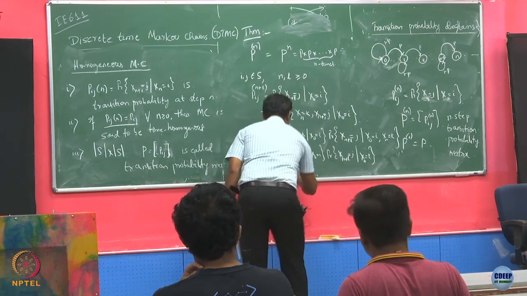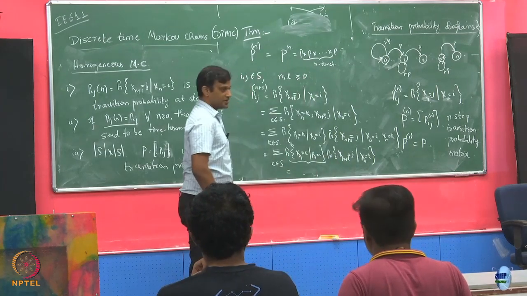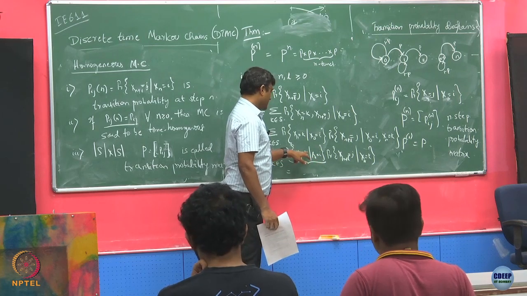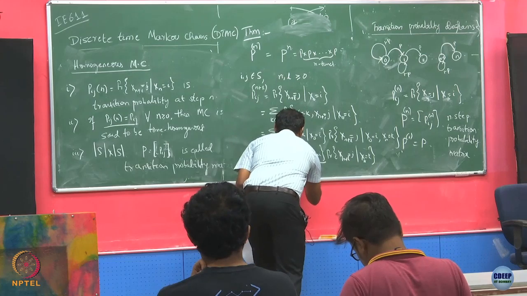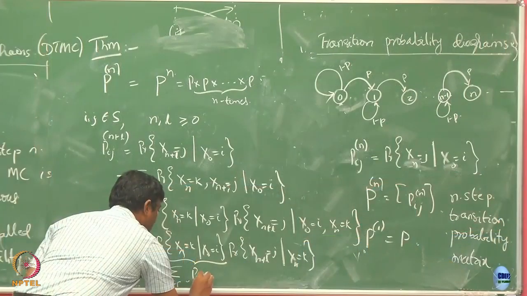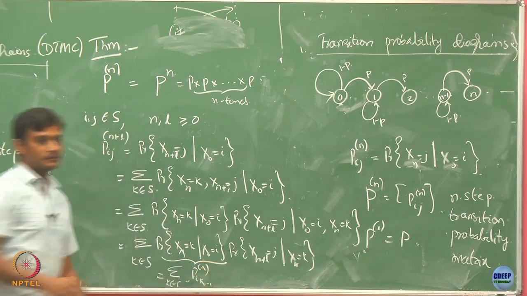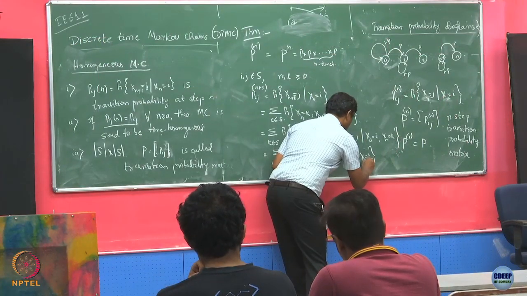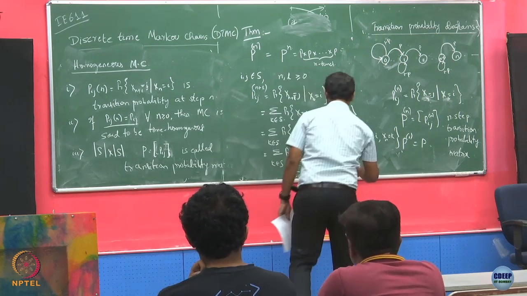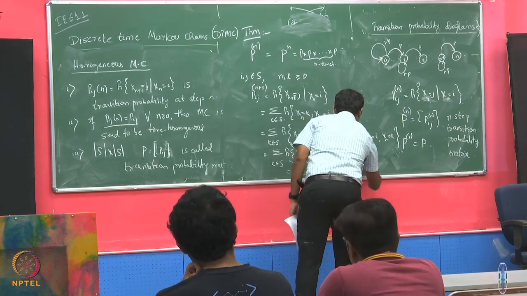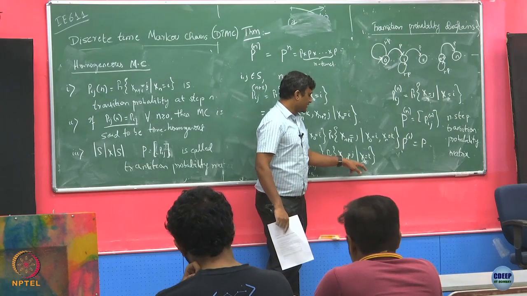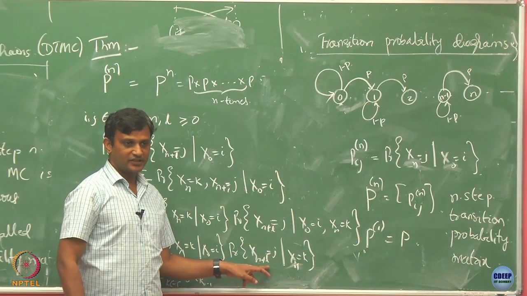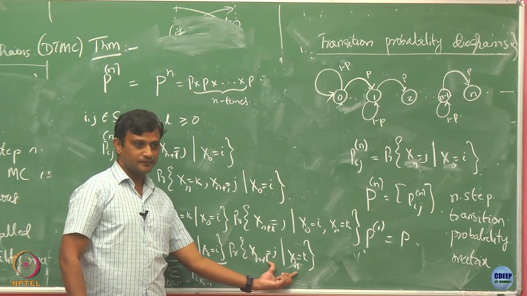Okay, now focus on this part. This part here, by my definition, is starting from state i in the 0th round and jumping to state k in the nth round. This is by definition Pik in n steps. And then here I am asking, starting from the nth step where you are in state k, I am going to state j in the n plus l step. That means how many steps am I jumping here? l steps.